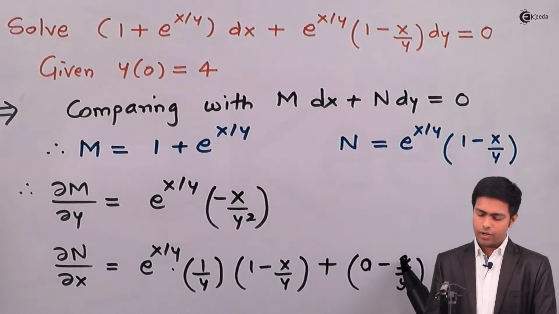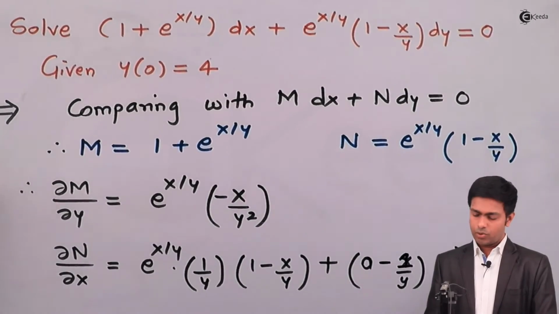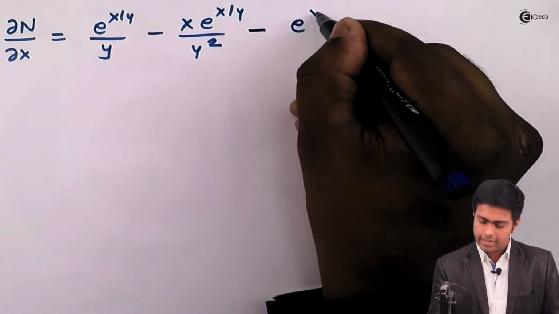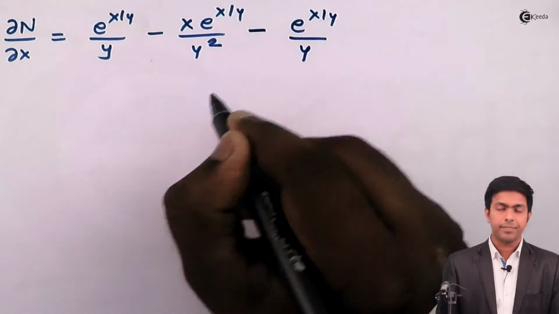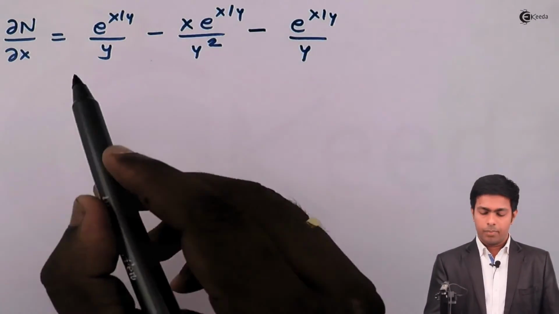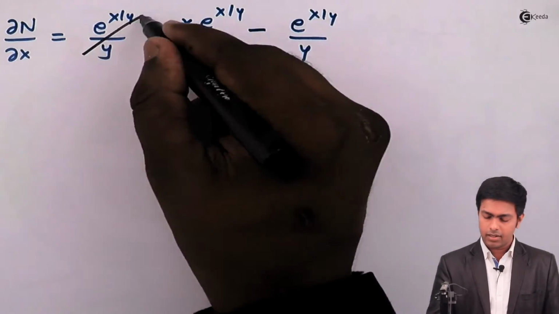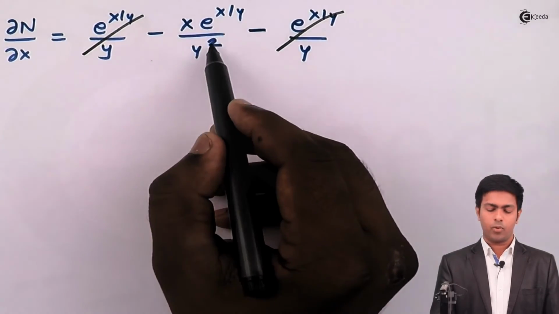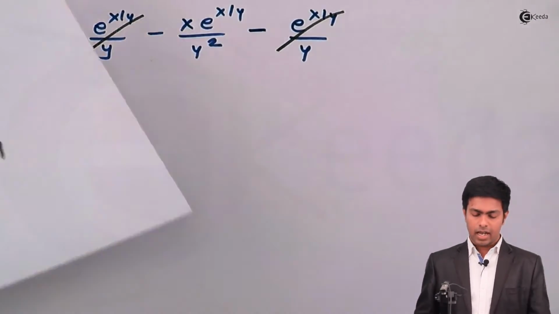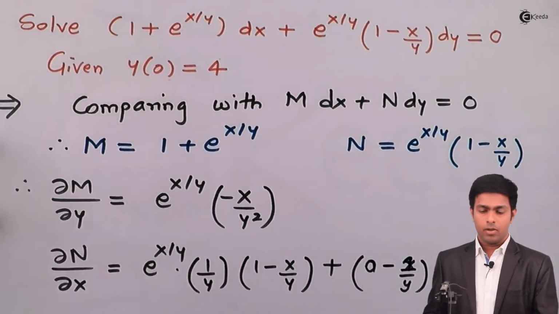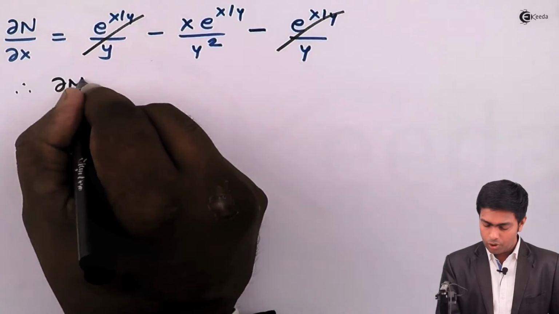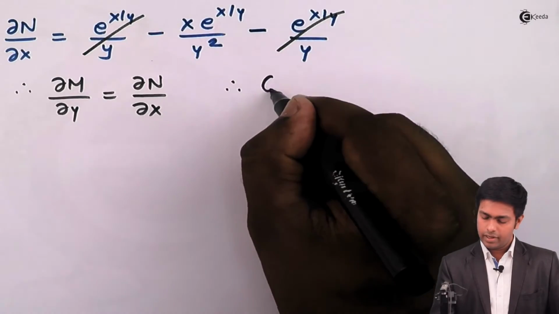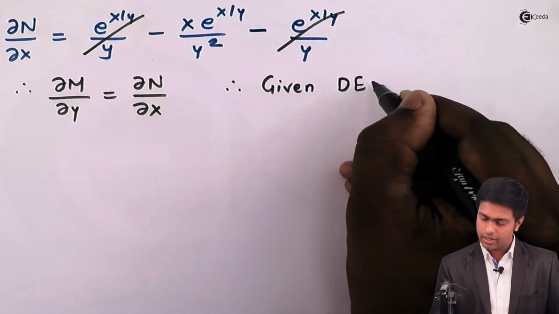Next, as we got minus 1 by y, into this term will be minus e raised to x upon y. Now this plus and negative term will be cancelled, they are the same, and we will get minus x e raised to x upon y square. Now the value of dou n by dou x and the value of dou n by dou y are the same. So therefore dou m upon dou y is equal to dou n upon dou x, and therefore the given differential equation is exact.